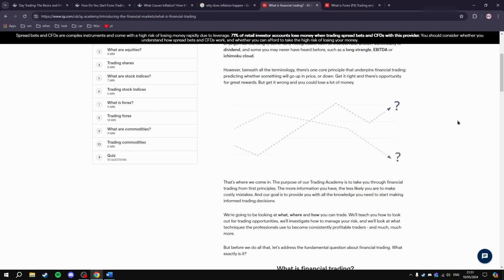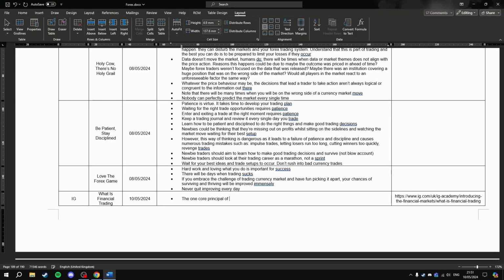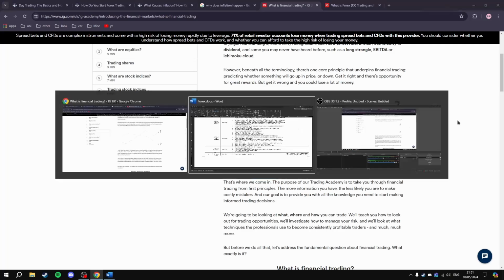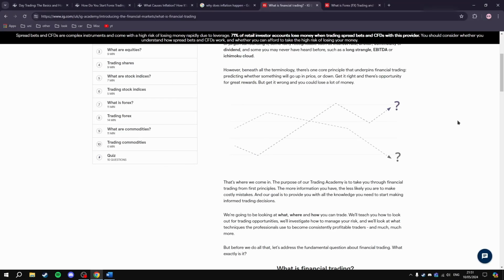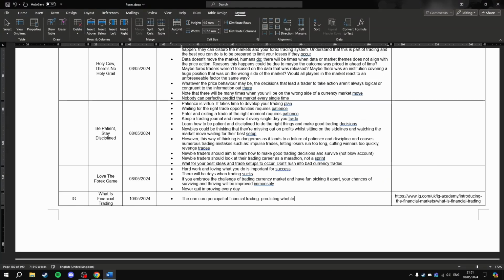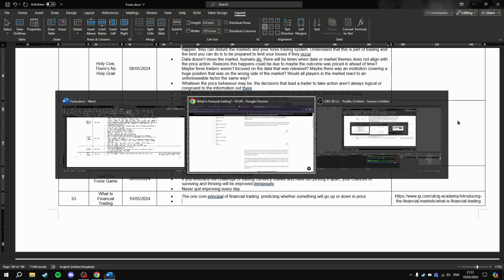The one core principle of financial trading: predicting whether something will go up or down in price.